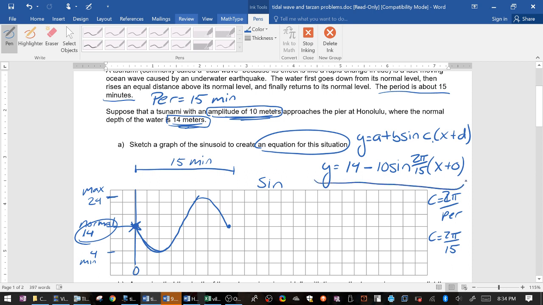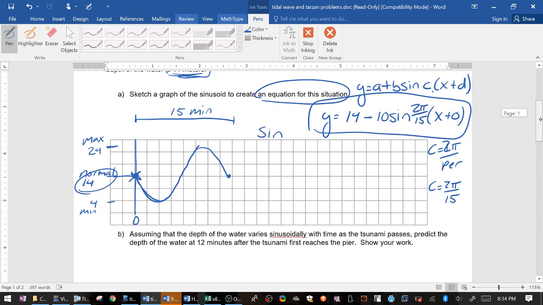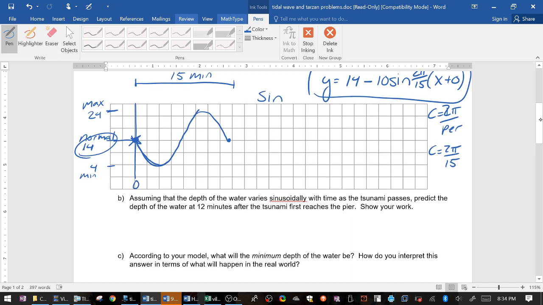Okay, once we have this equation, everything that we do from here on out goes through this equation that we just created. Okay, so part B says, assuming that the depth of the water varies sinusoidally with time, predict the water at 12 minutes. So they gave us a value, so we just got to know where to put that value.